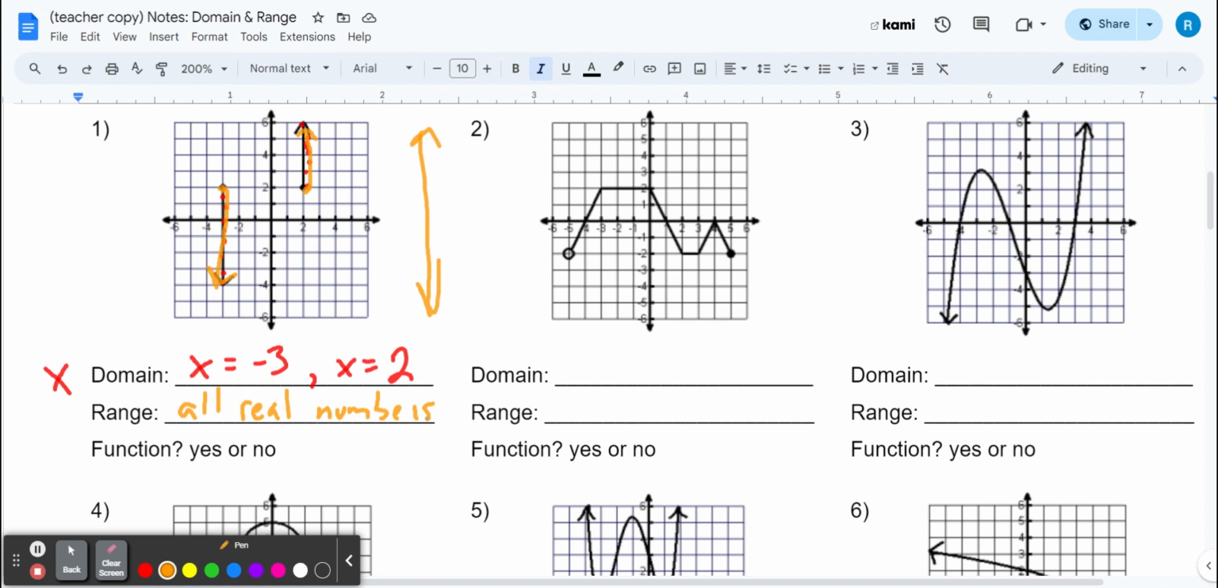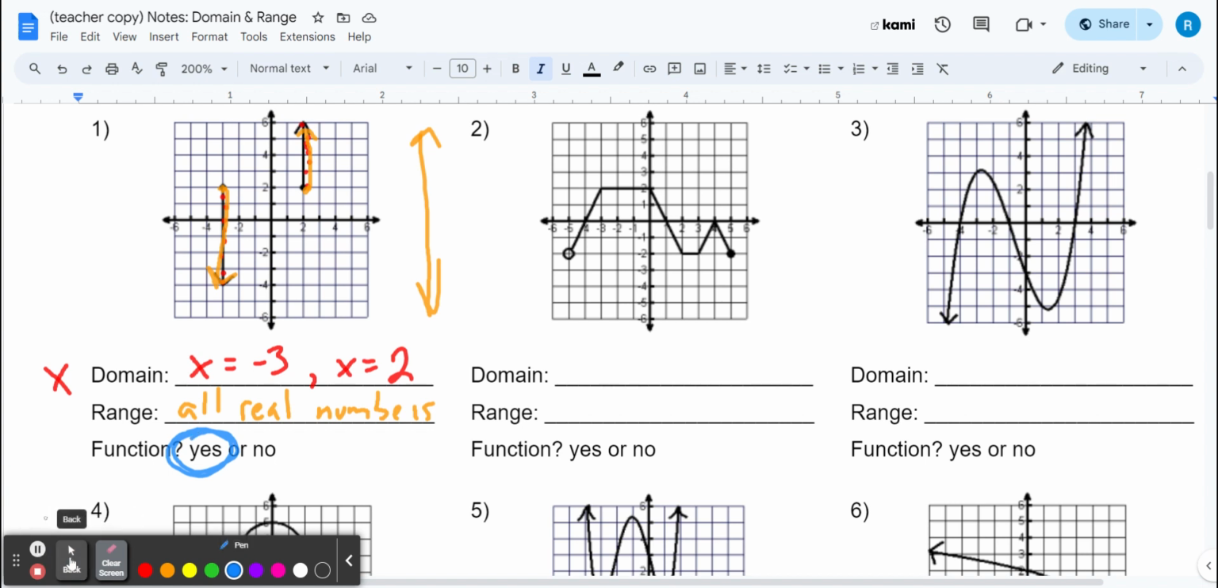Lastly, if we want to think about whether or not this is a function, there is no vertical line that would cross our graph more than once. This might be difficult to see on this one. It'll make more sense on some of the future ones. So this is a function here.